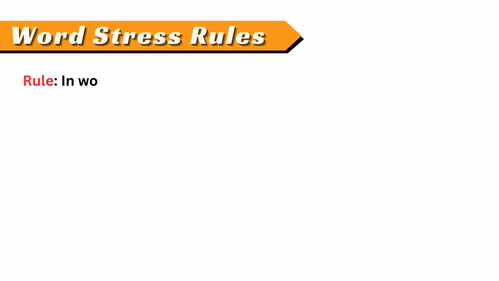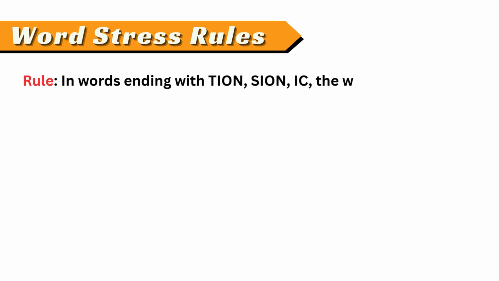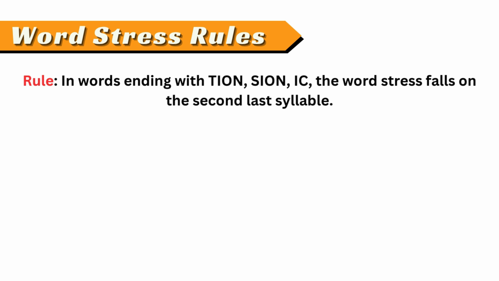Now there are a lot of rules which you can use and which are taught in higher classes in English for learning pronunciation. But here they are not required for students of PTE. So I'll just be talking about one simple rule which might be beneficial for you. And the rule says in words ending with tion, sion and ic, the word stress falls on the second last syllable.